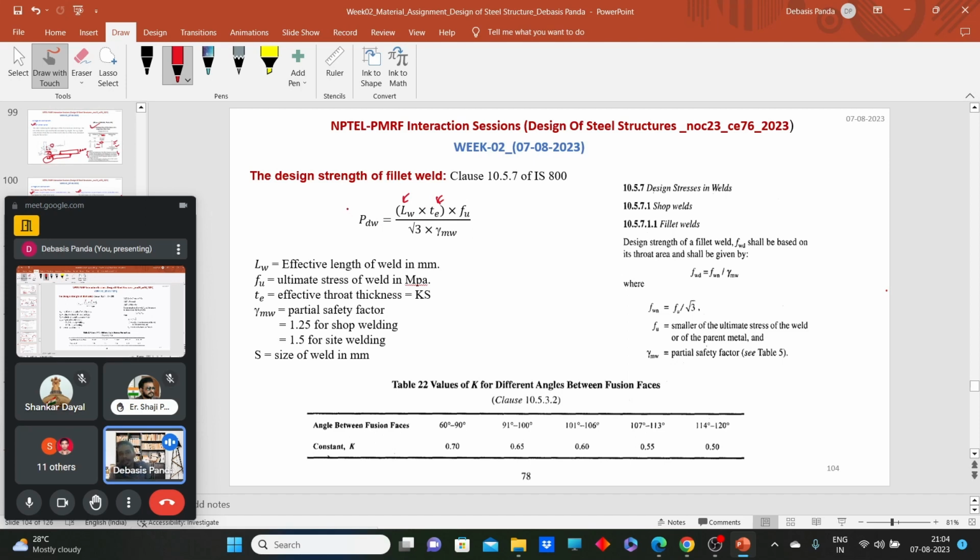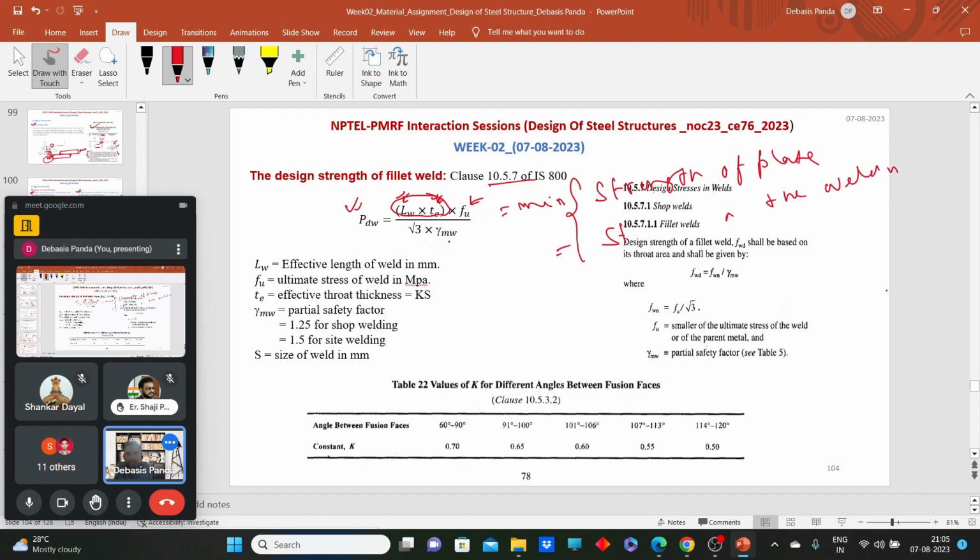So how can we calculate the design strength of the fillet weld? We can calculate it from clause 10.5.7, where LW is the effective length of the weld. What is T? The throat thickness of the weld. So this entire part is the effective area of the weld. Now what is FU? FU is the ultimate tensile strength of the weld, and this should be equal to the minimum of the strength of the plate or the strength of the weld material we are depositing, whichever is less.